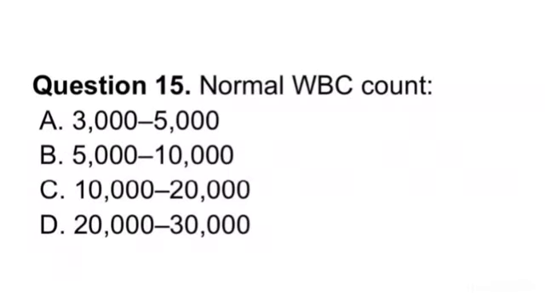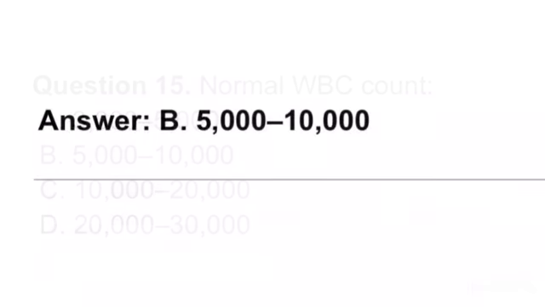Question 15. Normal WBC count. A. 3,000 to 5,000, B. 5,000 to 10,000, C. 10,000 to 20,000, D. 20,000 to 30,000. Answer B, 5,000 to 10,000.